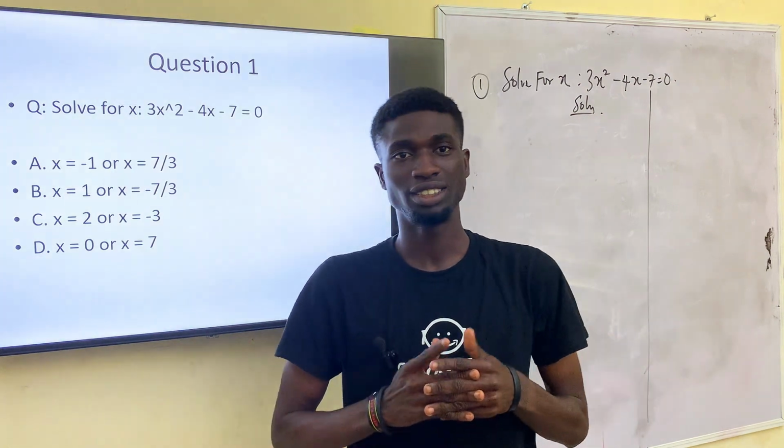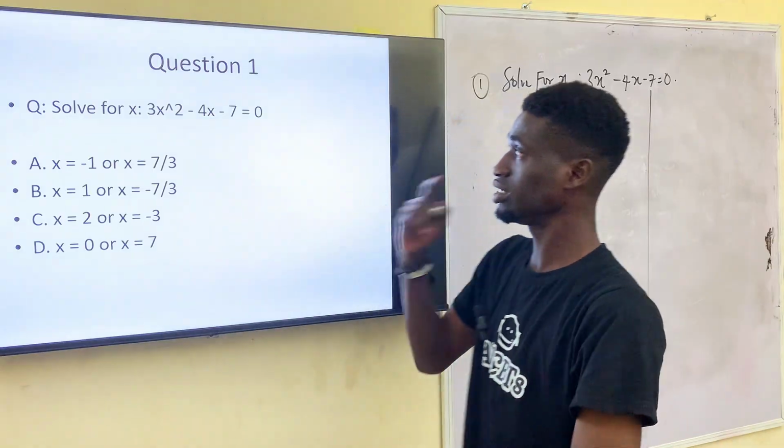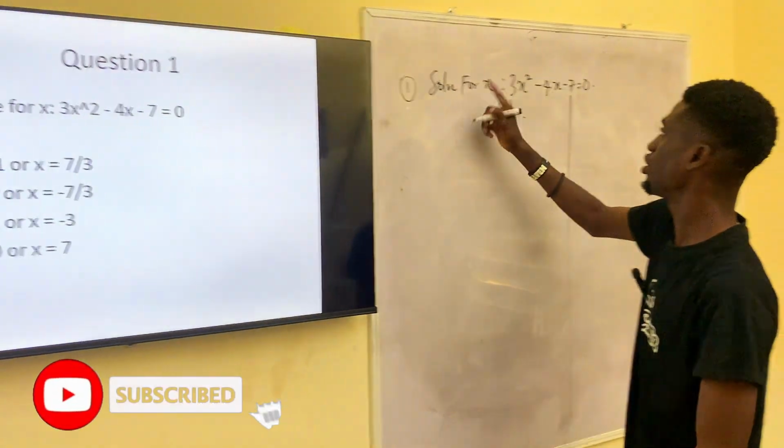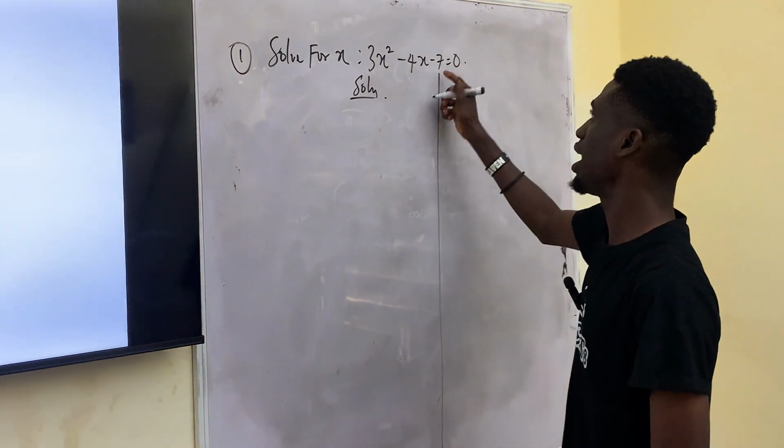Viewers, today we'll be practicing questions frequently asked by JAMB. Now let's kickstart. For question 1, we say solve for x in this quadratic equation 3x squared minus 4x minus 7 equals 0.